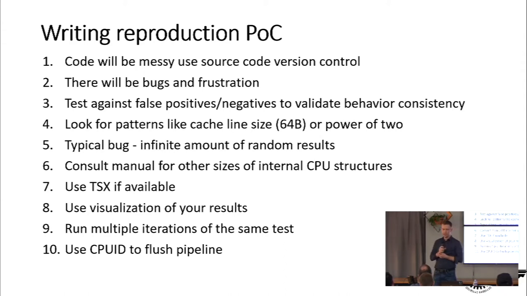So if you got some results, you might want to do some visualization and graphing to spot outliers or to average your results, and so on. Run multiple iterations for your tests. It's not going to work on just a single run. You want to run it thousands, even 100,000 times to get better results. And use a CPUID instruction to flush the pipeline.